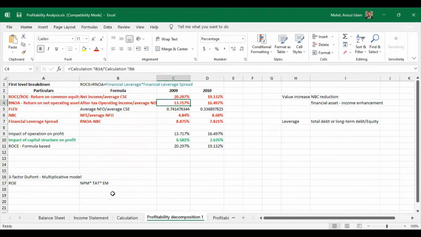First of all, level 1 breakdown. In the first level, we like to decompose the profitability. Do not forget the purpose, why we are here, what we are trying to do. So we start with calculating ROE. Can you recall how we measure the conventional ROE? We measure the conventional ROE in this way.